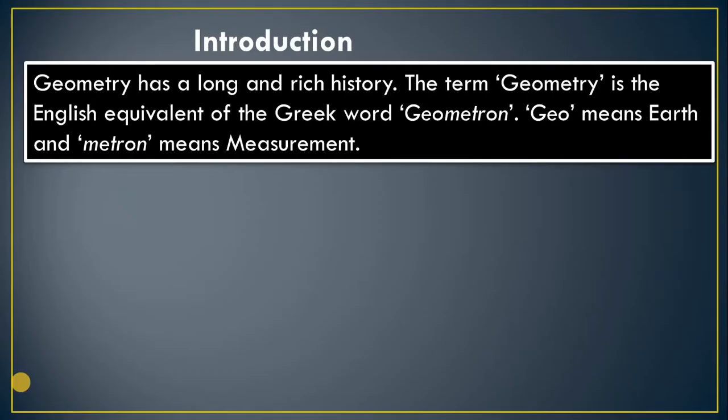So here in the introduction part, first you should know what is geometry. You must have some idea about that word. Geometry has a long and rich history. The term geometry is the English equivalent of the Greek word geometron. Geometry comes from two words, geo and metron. Geo means earth and metron means measurement, because in day-to-day life we come across many objects.